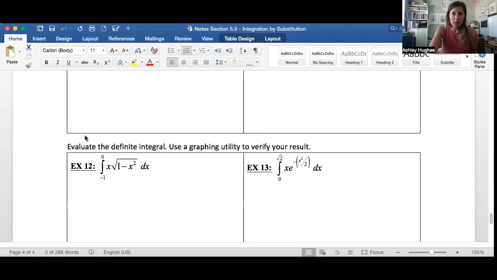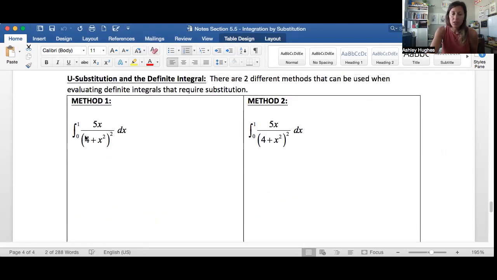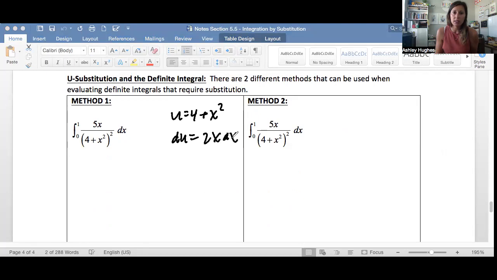Okay, and then if there's bounds, there's a couple ways of thinking about it. So one way is you write out u substitution. So u is 4 plus x squared. Du is 2x dx. Solve for dx. So this would be 5x over u squared. Dx is du divided by 2x. So the x's cancel, which is the important part.